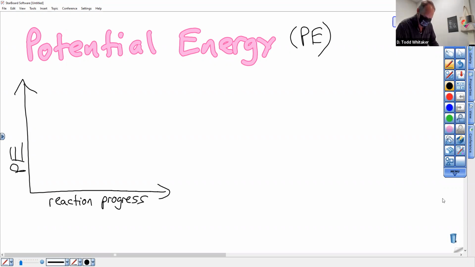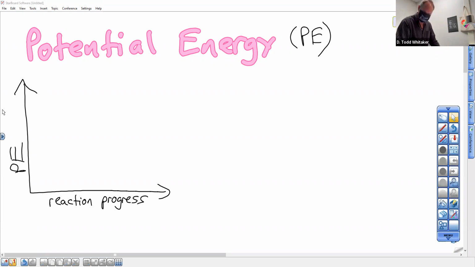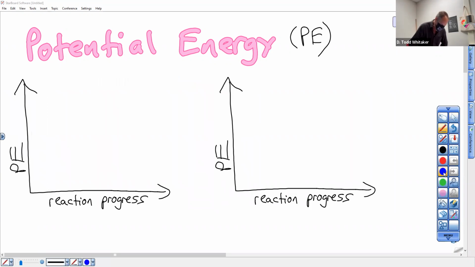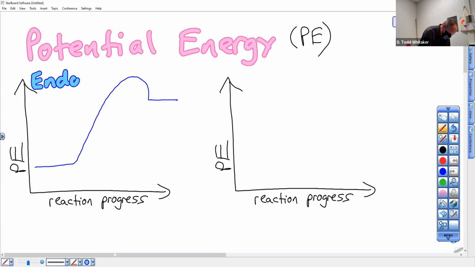All right, and we have two types of potential energy diagrams. We have those that start with reactants down low, and they go up to products that are higher. Reactants and products, left and right. And do you remember if this one's an endothermic or an exothermic reaction? Endothermic.